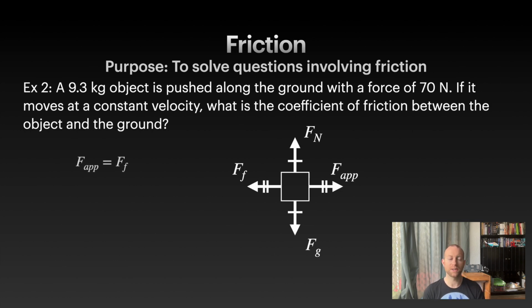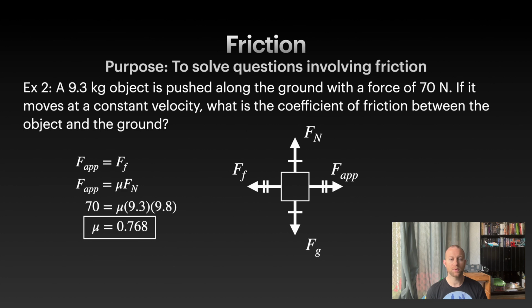So what does our equation look like? Well, since all my forces are balanced, the applied force must equal force of friction. We have an equation for force of friction. We know Fn is equal to Fg, so I just plugged in already mass times 9.8, and then we get that mu is 0.768.